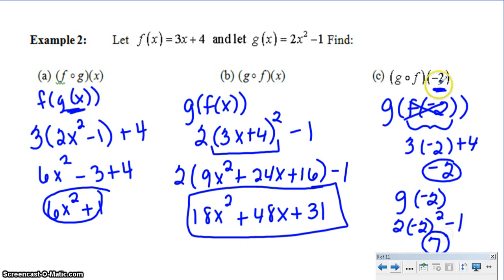So in a problem like this where you're evaluating at a specific number, you should end up with a number as a final answer, whereas in our previous two we were evaluating at x. So you should be left with an expression.